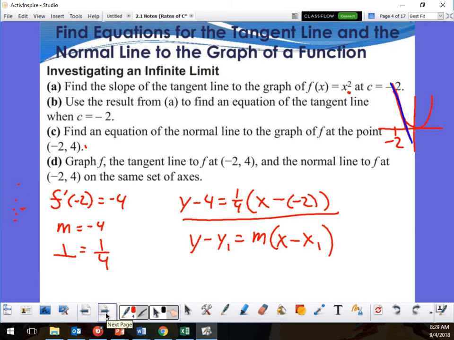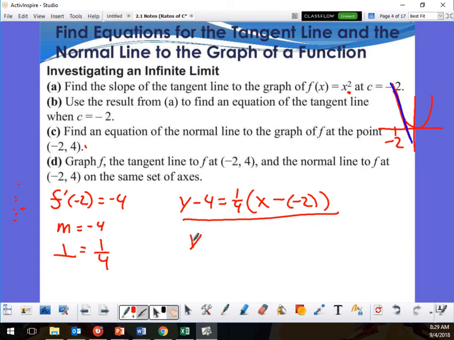What's the thing with the 1/4? This right here? Oh, this is the symbol for perpendicular. Upside down T, that's my perpendicular symbol. Okay, so let's go ahead and do our math on that one.